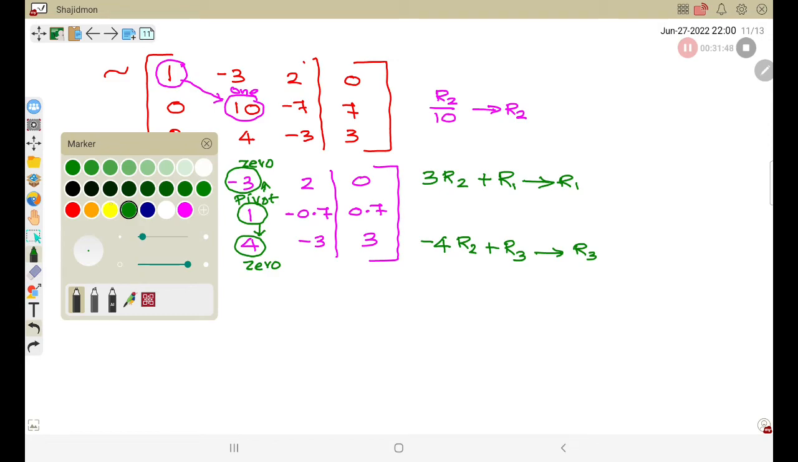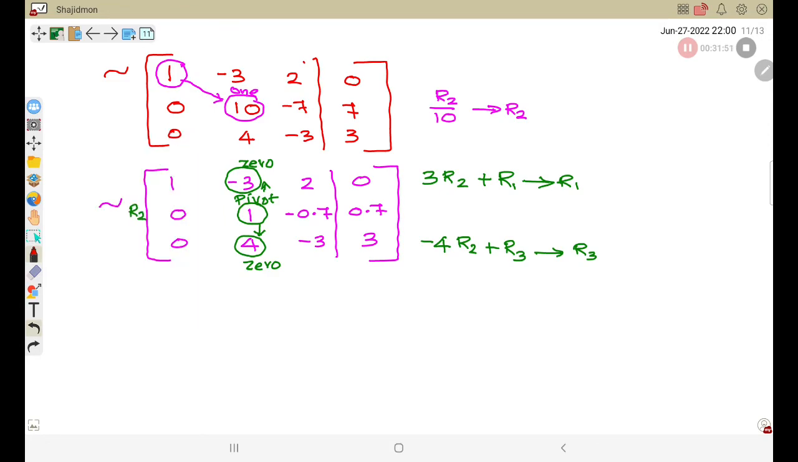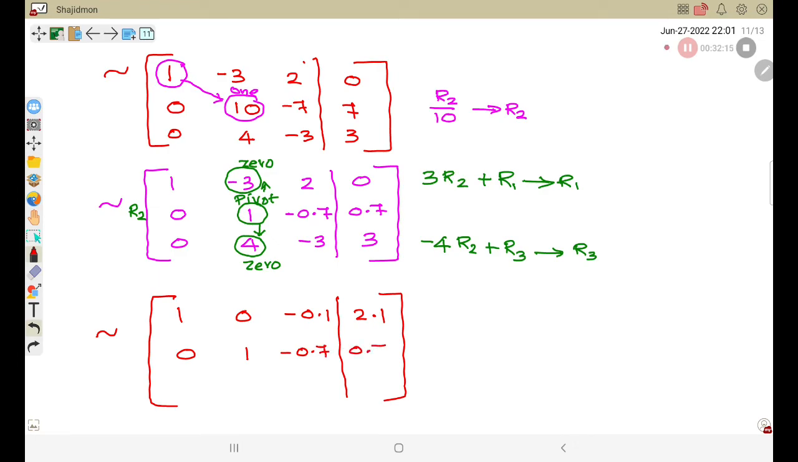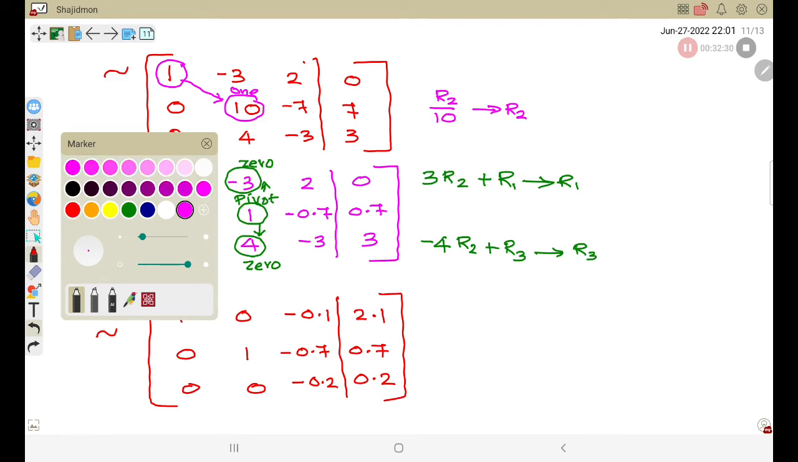Okay. So once you calculate using calculator, you will get the equivalent matrix. As I told you, I am writing only the steps. Matrix. First row you will get like 1, 0, minus 0.1, 2.1. Second row no change, 0, 1, minus 0.7 and 0.7. Third row we are using that transformation. You will get 0, 0, minus 0.2 and 0.2. Okay, you can verify.